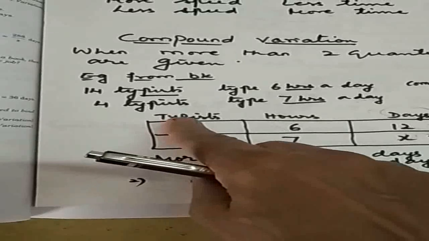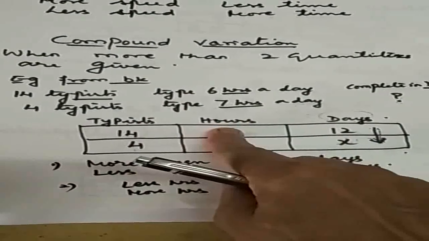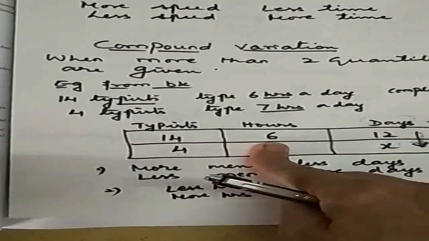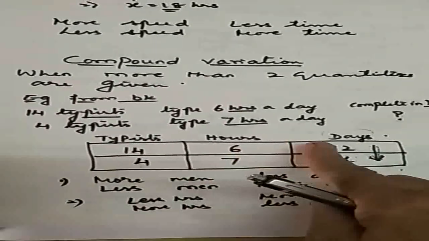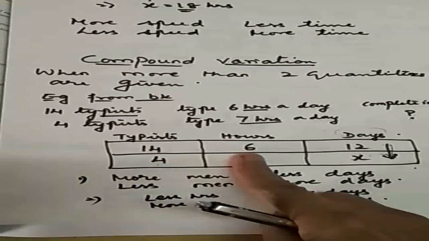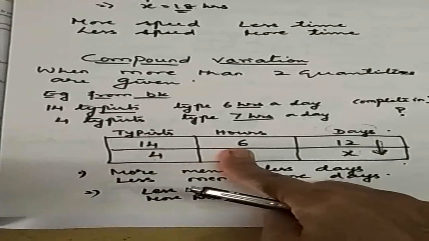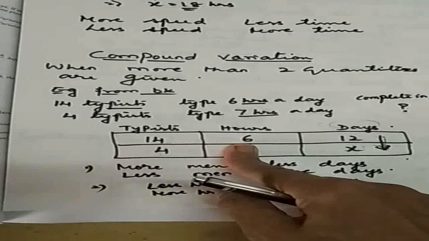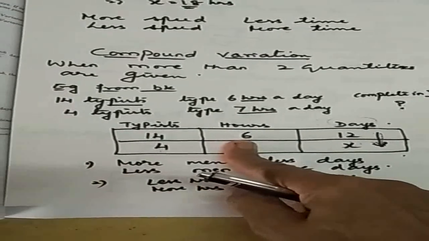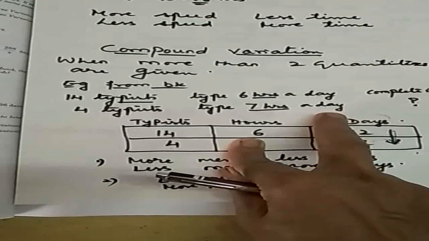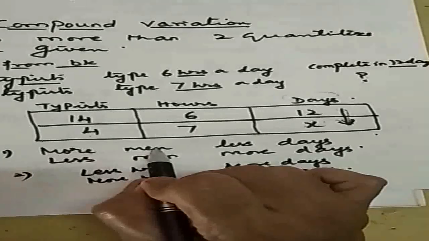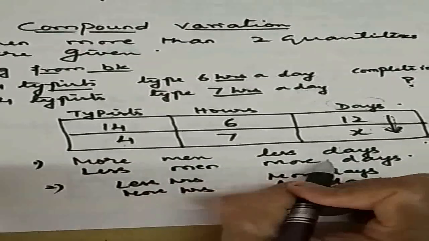See, I am comparing typist and days, keeping the hours constant. For 14 typists also I am taking 6 hours. For 4 typists also I am taking 6 hours. So 14 typists take 12 days, then 4 typists working 6 hours, how many days will they take? They will take more days, because only 4 typists are working. So fewer typists, more days. More typists, fewer days. Inverse. More men, fewer days. Fewer men, more days. Inverse.